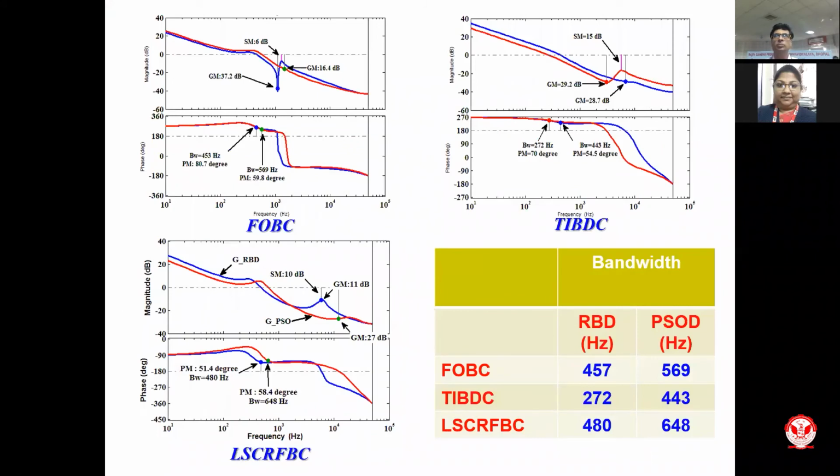So these are the comparison for the loop gains with and without PSO designs. So you can see that there is change in the bandwidth that is attainable. In some cases this increase is marginal, but this is quite sufficient to increase the dynamic performance. So in almost all the three cases you see that the bandwidth has increased.